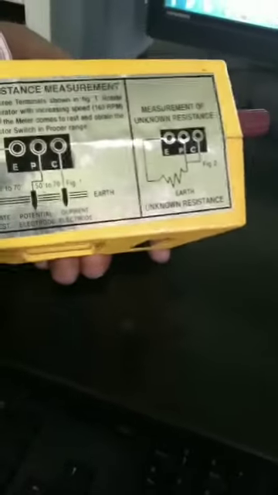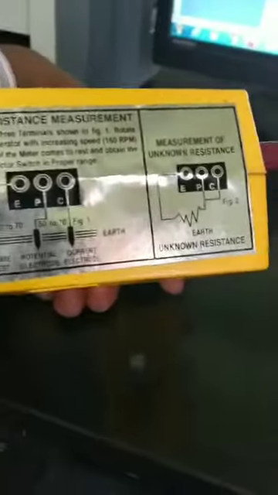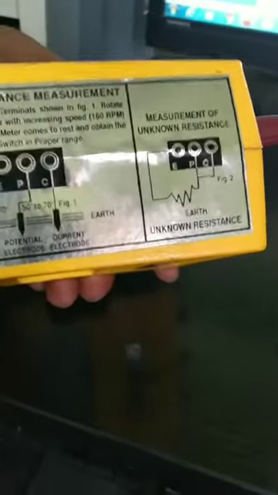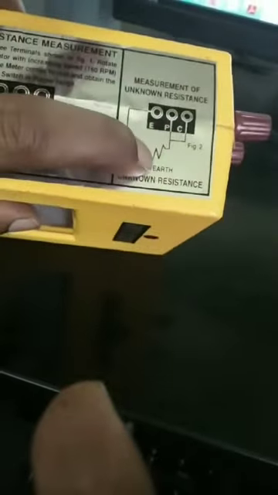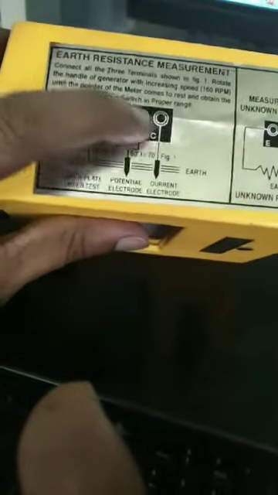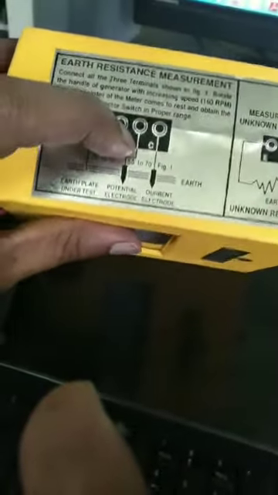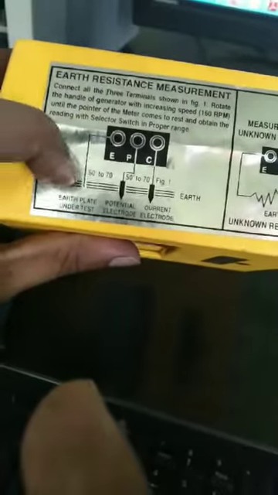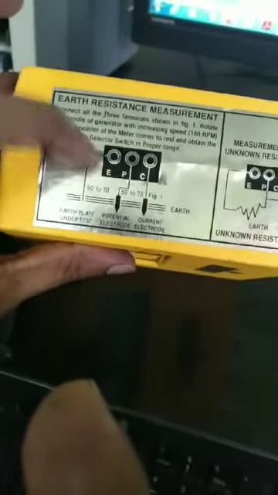So this is one resistance, and you have to connect E and P, this is E and this is P. In between that you have to connect the resistance, and P and C are connected directly. So this is nothing but the description, E, P and C. In this way you have to measure the earth resistance.